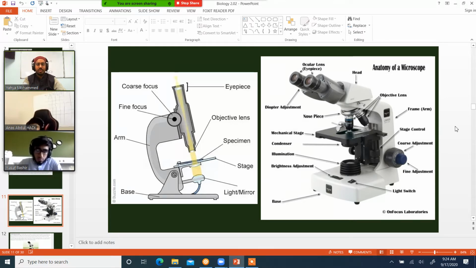This is like the typical one that you see, right? So how does it work? You put a specimen on here. You have a thin section. It can't be thick, because light has to pass through it.